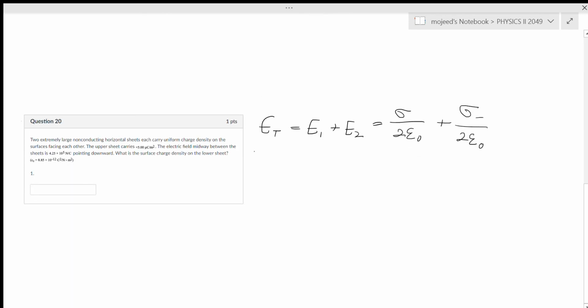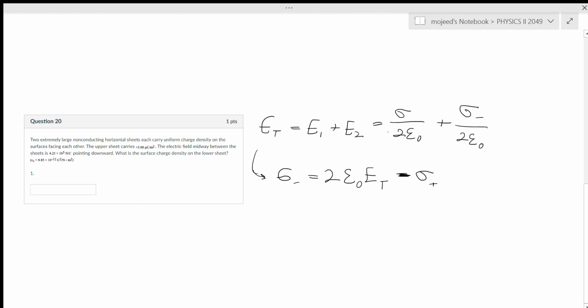And then we move on. This equation can then be written as sigma negative equals 2 times epsilon sub 0 multiplied by E total minus sigma positive. Oh, minus. This is a minus positive sigma.